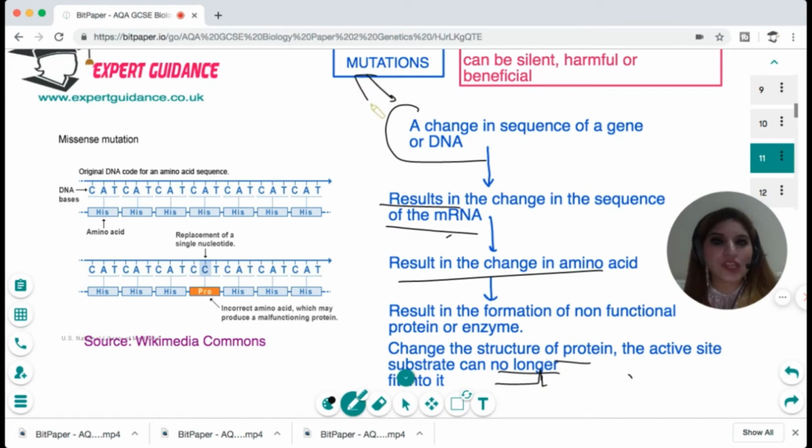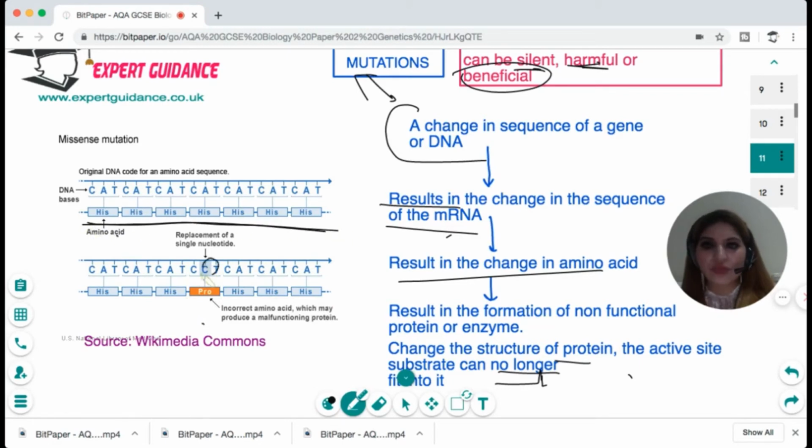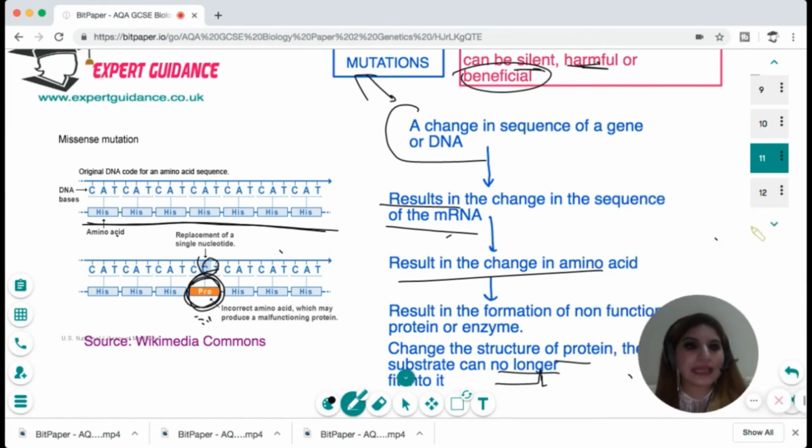This is what is mutation. Now, this can be silent because it results in a change of the base that does not make any change to the amino acid. Harmful if it causes any disease, or beneficial, it gives some extra characteristics to an organism. Okay, so you can see in this, our original amino acid chain is all His, but with the change of one amino acid, the His amino acid changed to Pro, and that's what caused a malfunctioning protein. So you should know the definition of mutation and what changes a mutation does. That is, it can cause a change in amino acid and a non-functional protein. Okay, and you should be able to explain that in the exam.